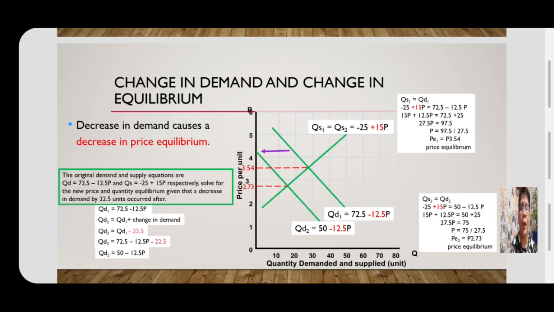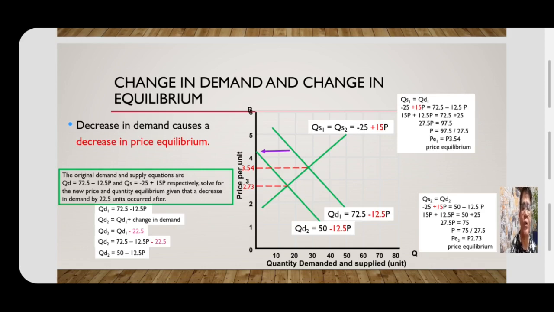Now, let us refer to the problem statement. The original demand and supply equations are given by QD equal to 72.5 minus 12.5P and QS is equal to minus 25 plus 15P respectively. Solve for the new price and quantity equilibrium given that a decrease in demand by 22.5 units occurred after a period of time. So in the problem statement, there is a decrease in demand by 22.5 units.